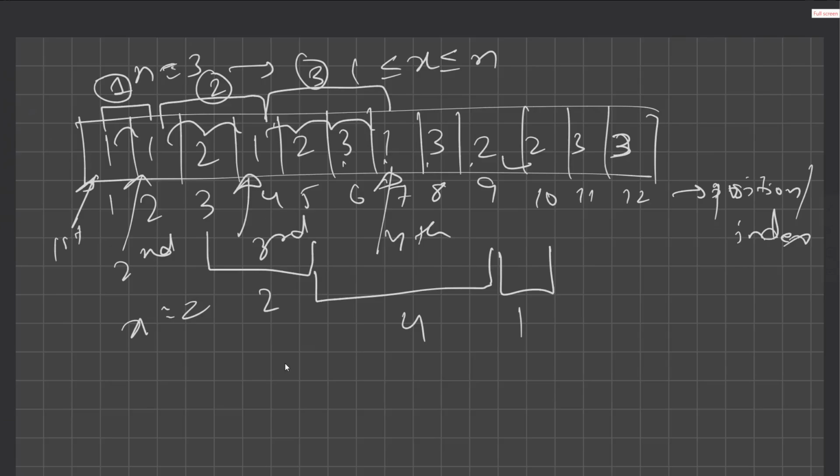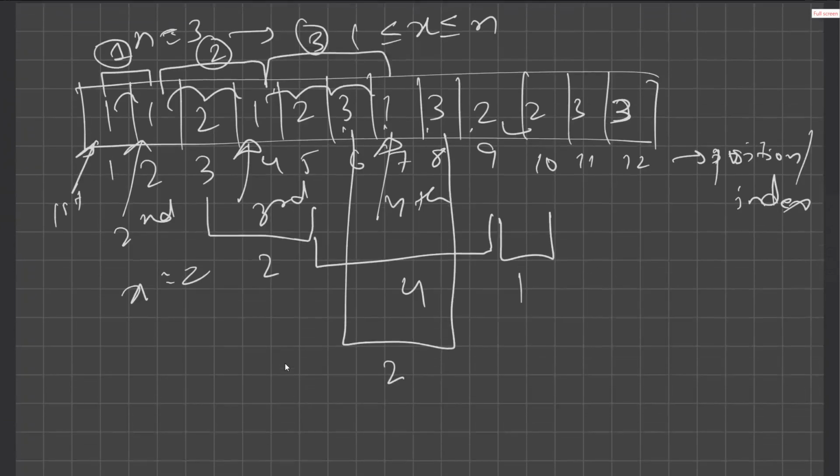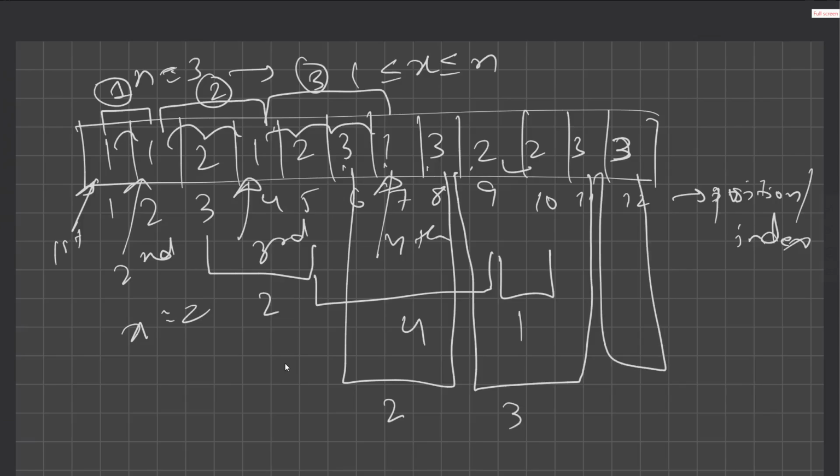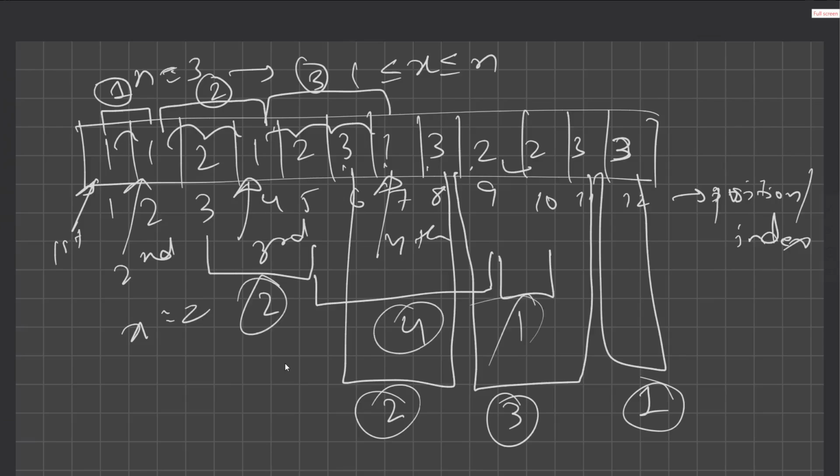Similarly, for 3, this is the first occurrence, this is the second occurrence, distance is 2. This is the second occurrence, and this is the third occurrence, distance is 3 here. And this is the third occurrence, fourth occurrence, distance is 1. So if you see, all the values are different, right? So this is a valid arrangement, this is also a valid arrangement.